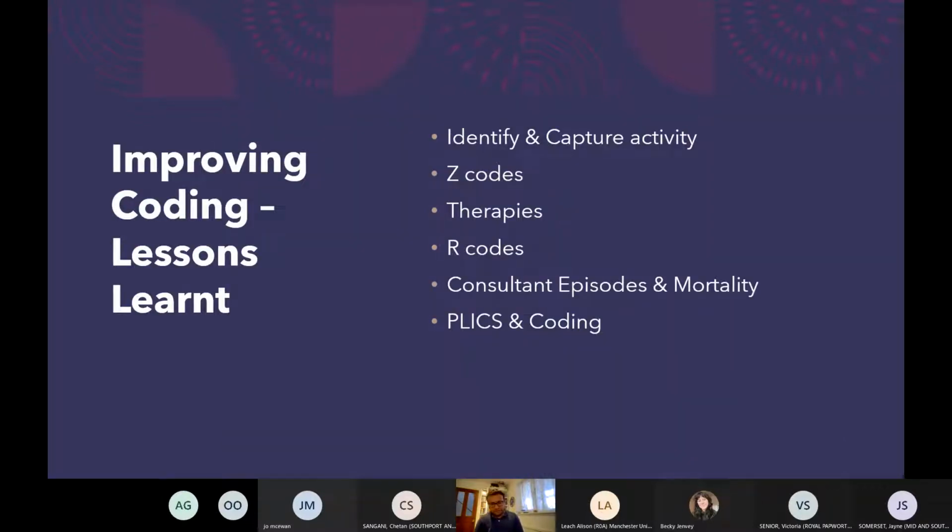One of the issues we've found is something called Z codes, and Z codes are things that affect a patient's stay that are probably more social related.